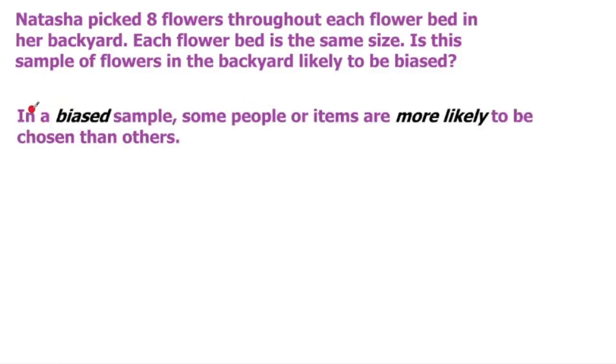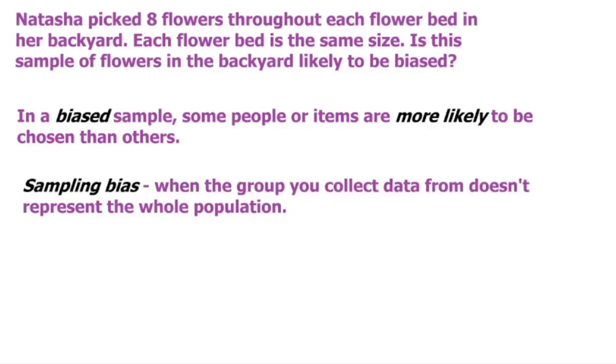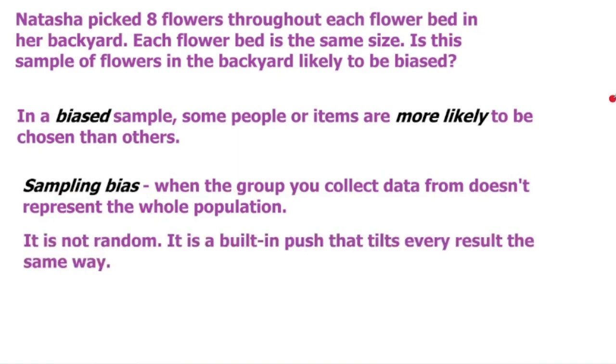So in a biased sample, some people or items are more likely to be chosen than others. That's what biased means. So, more likely to be chosen than others. So, sampling bias, when the group you collect data from doesn't represent the whole population. So, when you're sampling something and you're collecting data and it doesn't represent the whole population, that's a sampling bias. So if it is not random, that means it's biased.